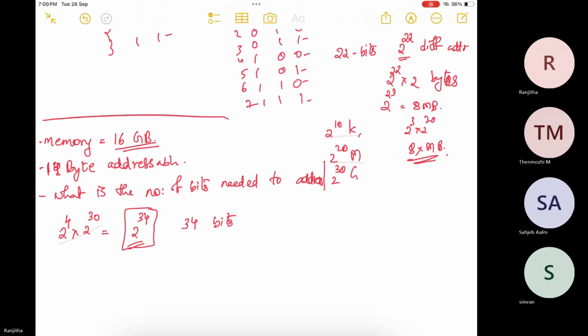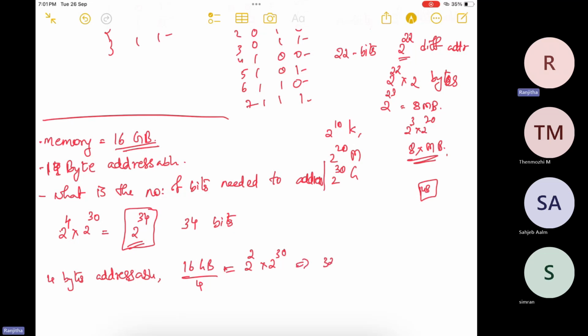Now, if it was 4-byte addressable, then the number of locations that we need to address will be 16 GB by 4. Okay, so it is equivalent of assuming that your page is of 4 bytes. So 16 by 4 is 4, that is 2 power 2 into 2 power 30, which implies 32 bits.